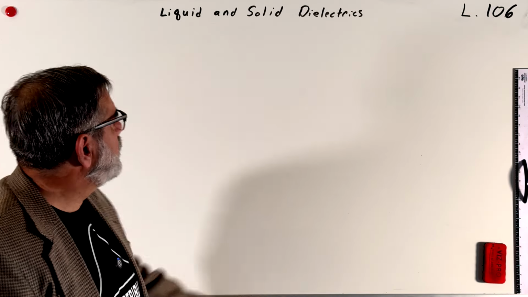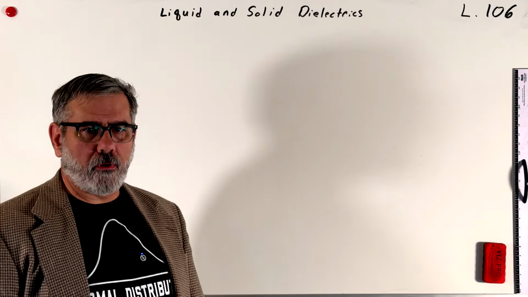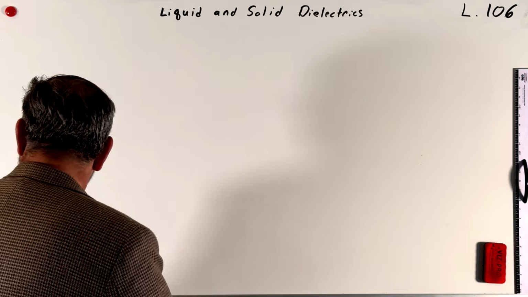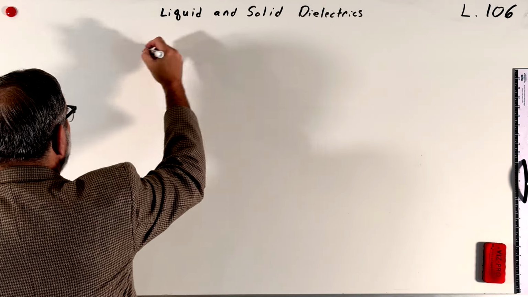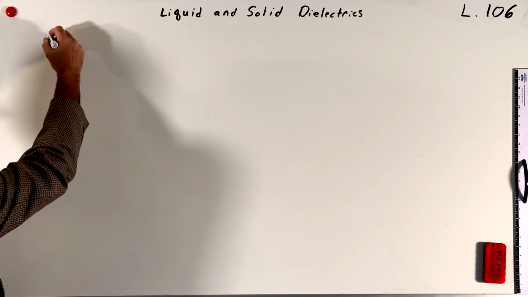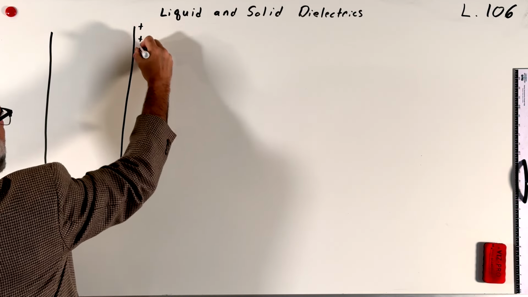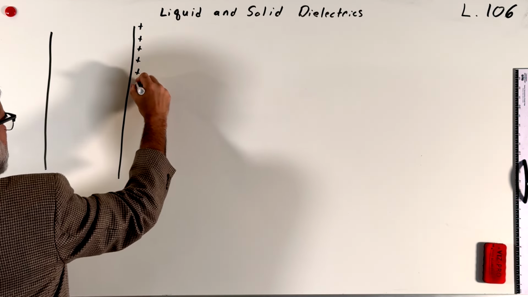Okay, lecture 106, liquid and solid dielectrics. So what I want to do is I want to imagine, I'll write it over here, a capacitor. I'll put, this is the positive plate of the capacitor.